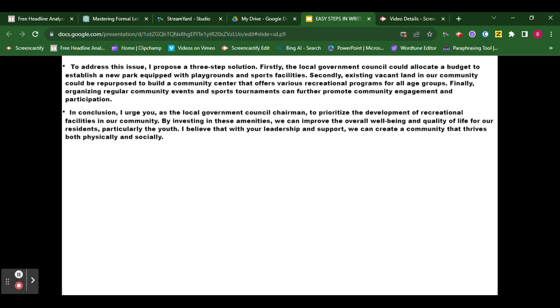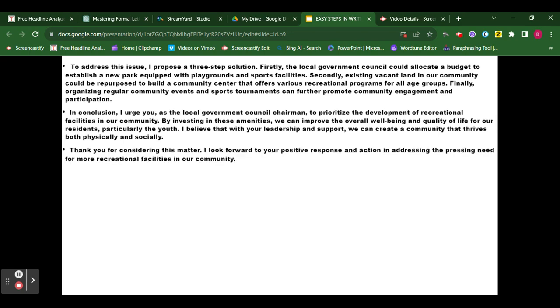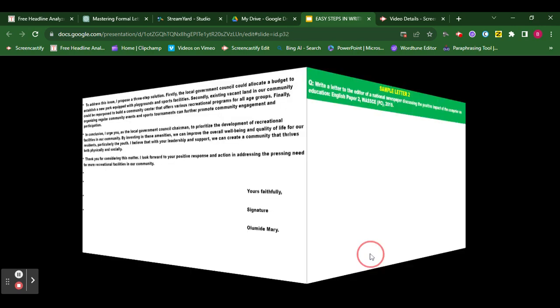Then you can wrap it up by thanking the receiver. Thank you for considering this matter. I look forward to your positive response and action in addressing the pressing need for more recreational facilities in our community. And then the subscription, yours faithfully, followed by signature, and then the writer's full name, Olumide Mary, for example. All right. So that's the first sample.